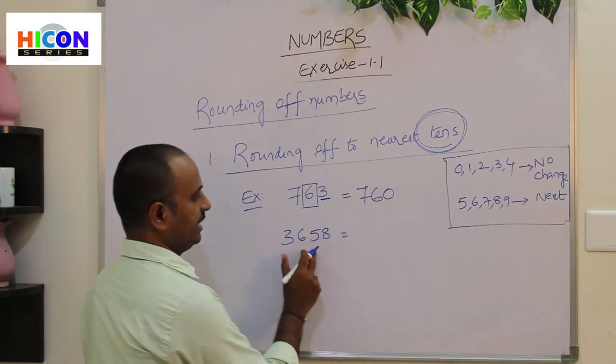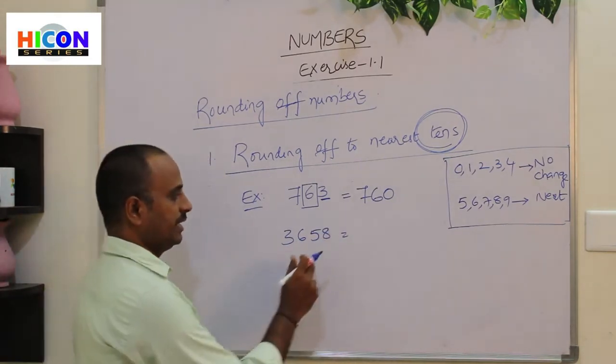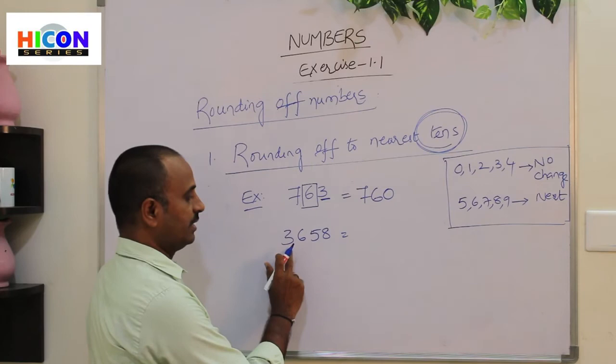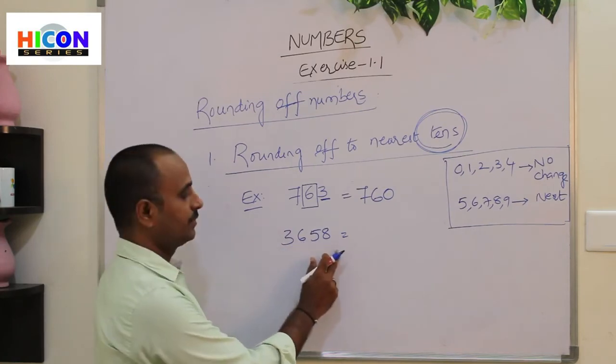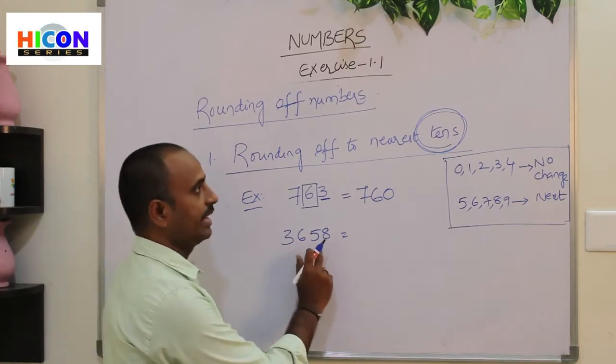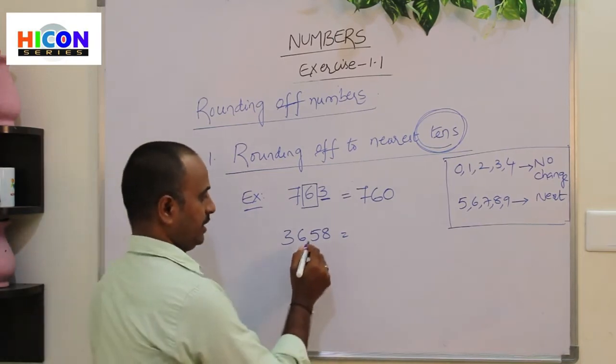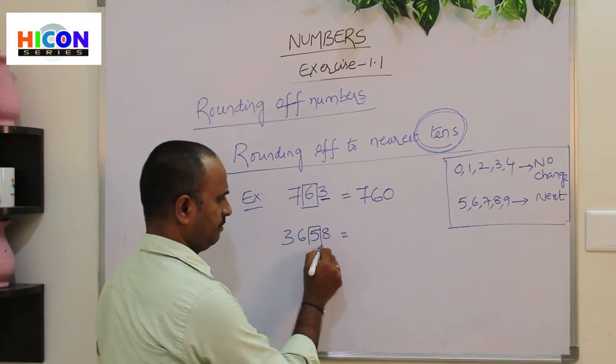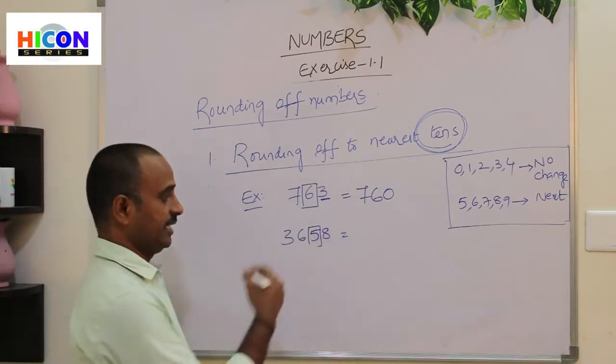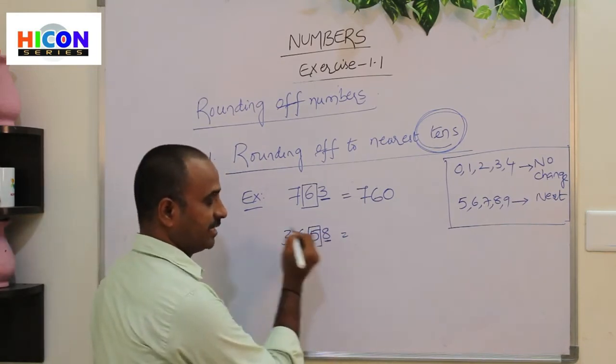Children, let us see the second example. Here the given number is 3658. We have to round off this number to the nearest tens. Identify the digit in the tens place. Here 5 is present in the tens place. Next we check the next digit. Here the next digit is 8.